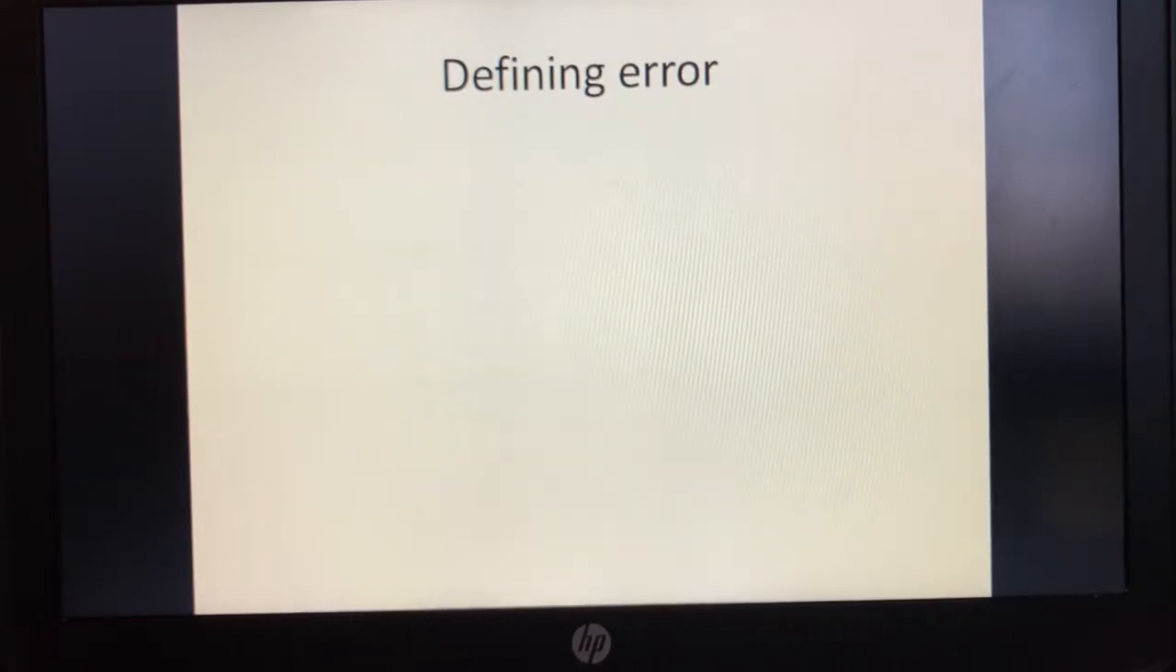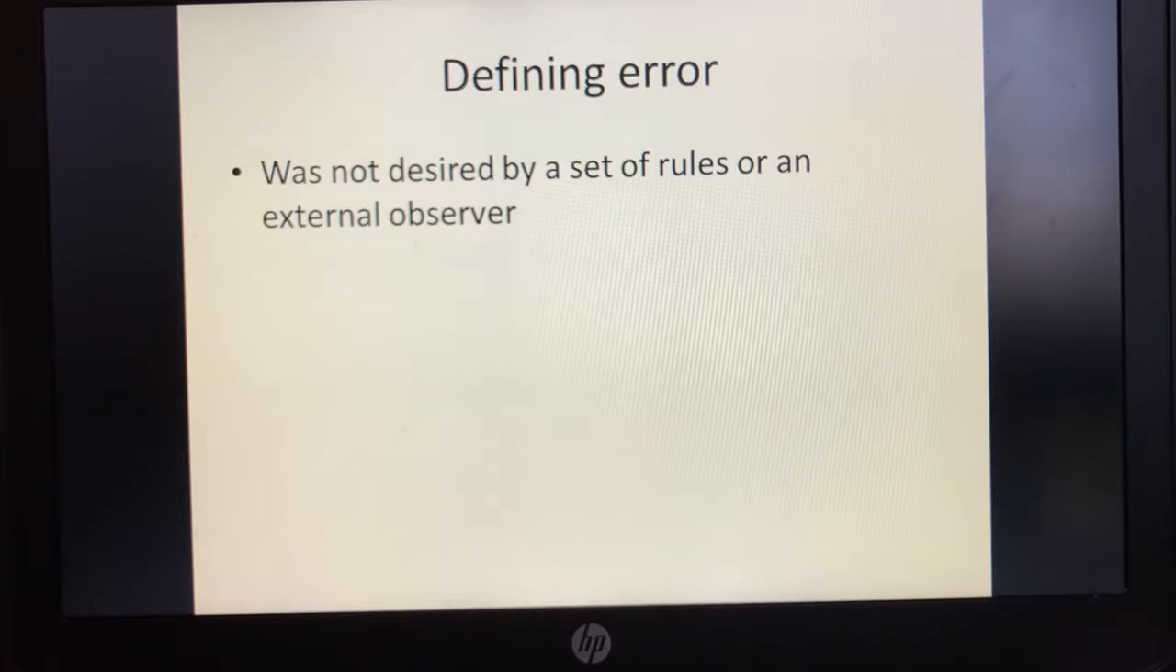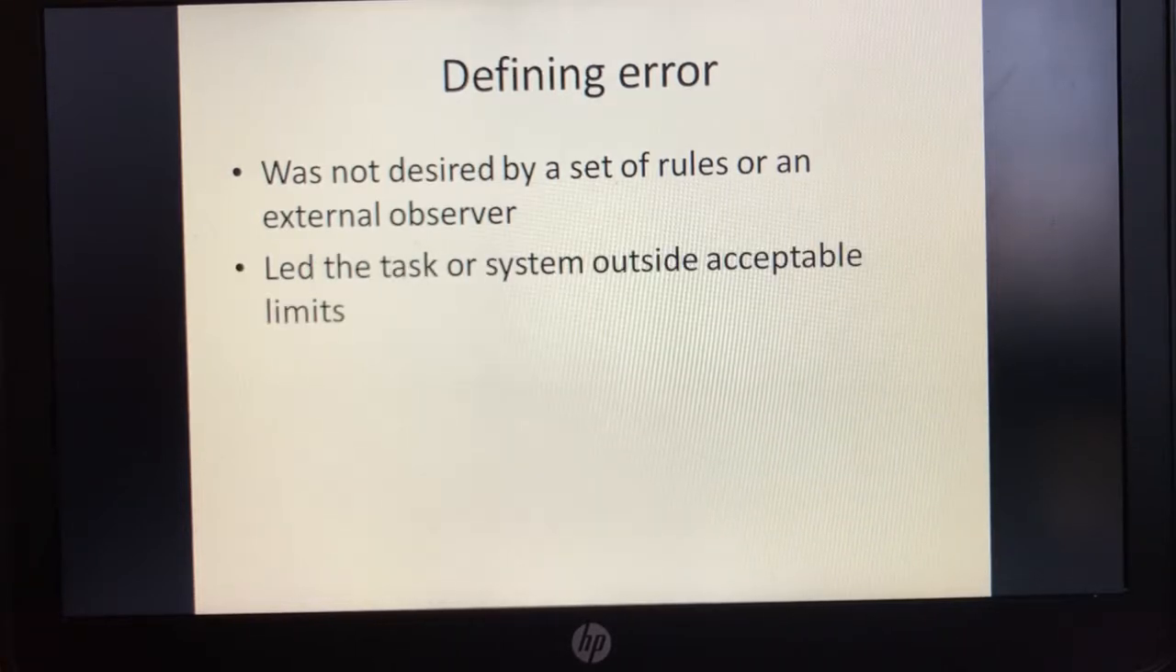So it's sometimes a tricky thing. What does an error mean? I think firstly it means that whatever's happened was not really desired by either a set of rules or if an external observer was watching. So something about not being desired. And that some form of action has led either the task or the system to be outside of acceptable limits. So that suggests that there's some kind of failure or performance shortfall. And thirdly, that this wasn't intended, but at least must have potentially been able to act in a different way as well.